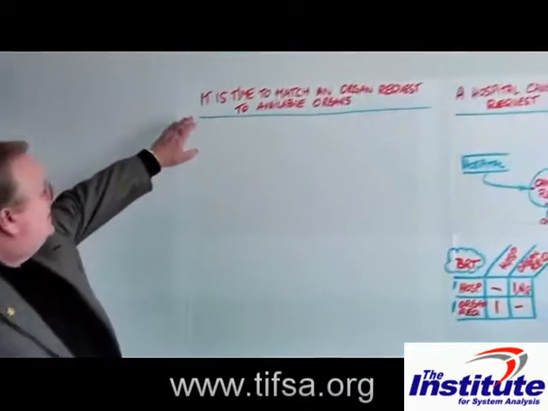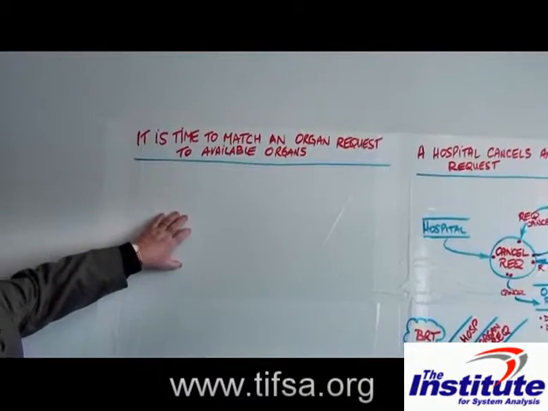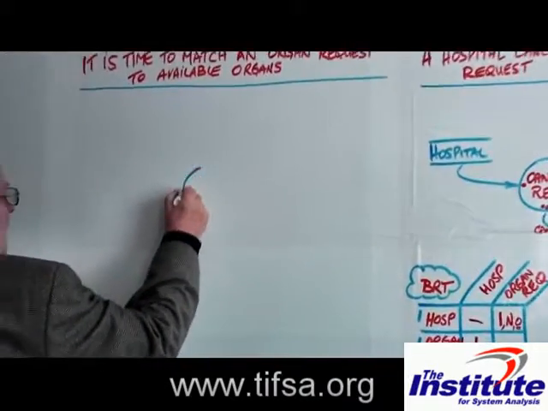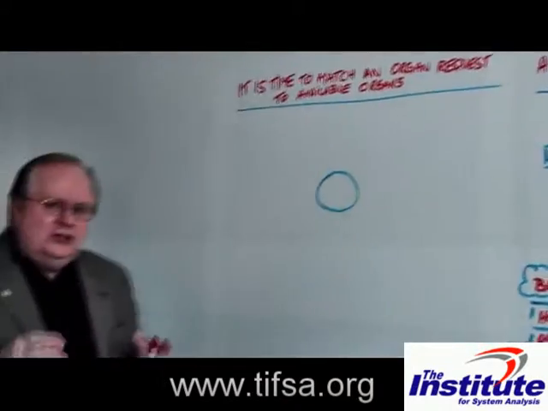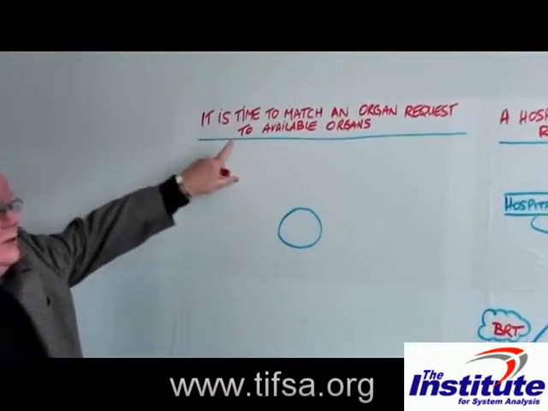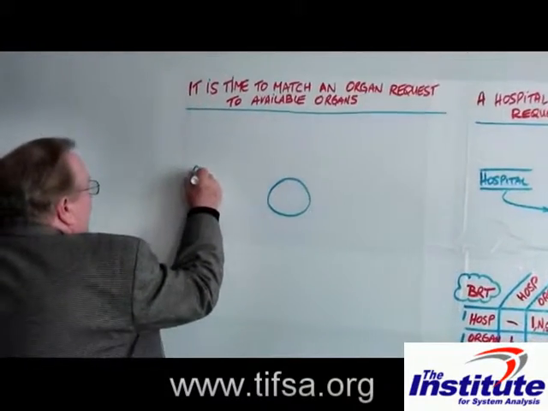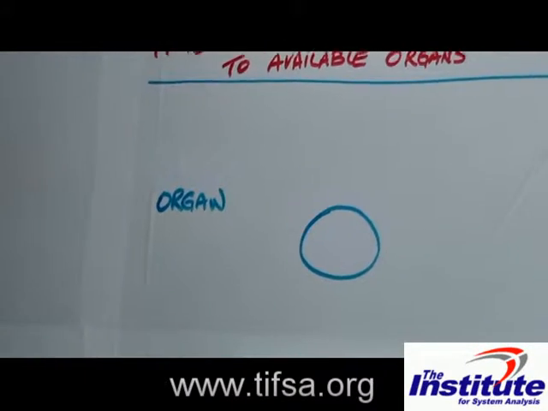So I'm going to go on to the next event that I've chosen on my list, and that's when it's time to match an organ request to the available organs, the organs we have in inventory. So once again, I'm going to start by drawing a circle. I'm not going to label it, just to represent the process. So the first question that we always ask is, how do we know that it's time to match an organ request to available organs? Well, we know because we have an organ request that hasn't yet been filled.